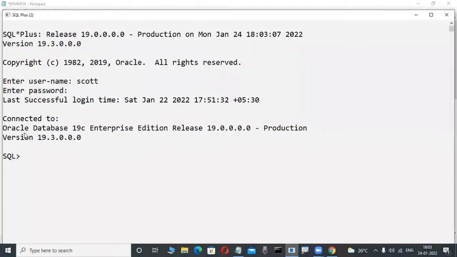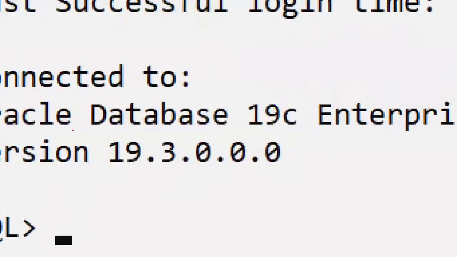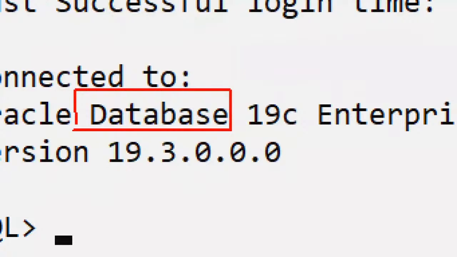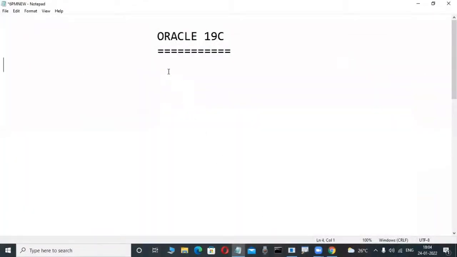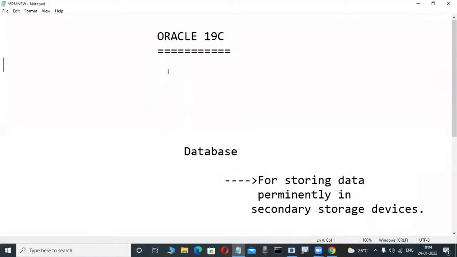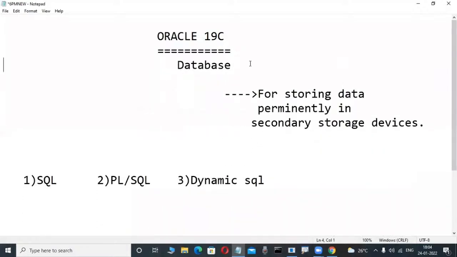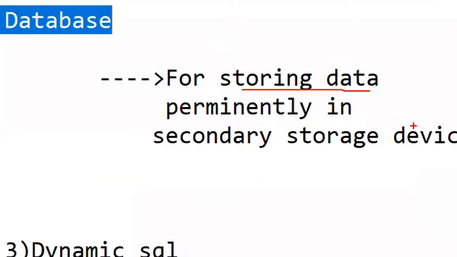Oracle is a product from Oracle Corporation. What type of product is that? Database product. What is the purpose of the database products? Either Oracle, SQL Server, or DB2, so many products are there. What is the purpose of these database products? For storing data, permanently in hard disk, in secondary storage devices. But not only permanently storing the data, but also efficiently retrieving the data.